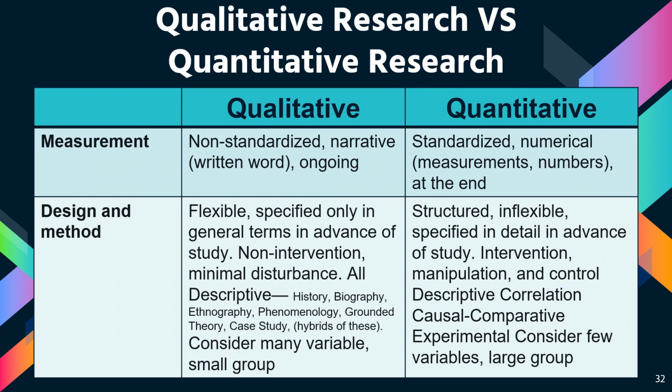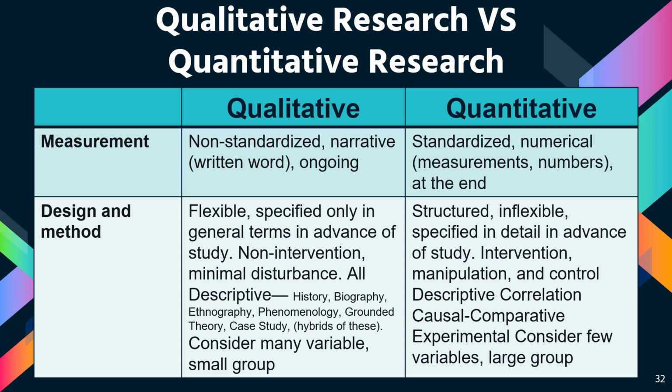A qualitative and quantitative research also vary when it comes to measurement and design and method. When it comes to measurement, a qualitative research is non-standardized, narrative, and ongoing. Unlike with the quantitative research, it is standardized, numerical, and at the end. When it comes to design and method, a qualitative research is flexible, specified only in general terms in advance of study, non-intervention, minimal disturbance, all descriptive, and considers many variables or small group.